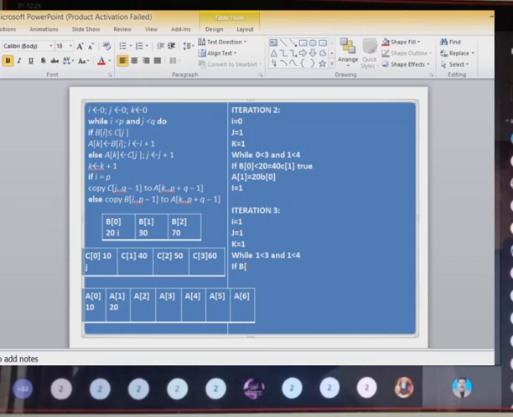B of I, that is B of 1, less than or equivalent to C of J, also 1. Okay. What is B of 1? What is the element stored in B of 1? 30. What is C of 1? Okay. Now the condition is satisfied. Condition true. What happens now? Now assign.